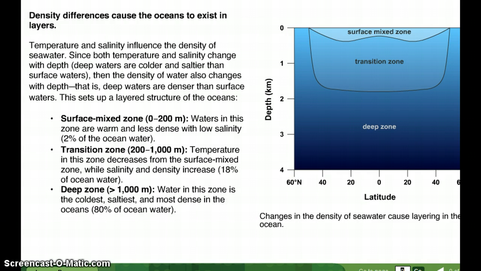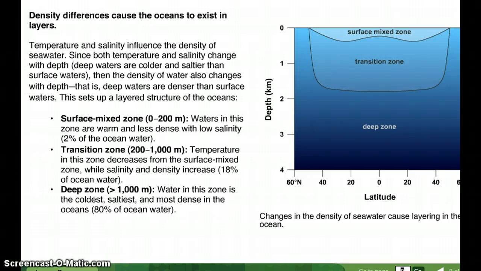Density differences cause the oceans to exist in layers. Temperature and salinity influence the density of seawater, since both temperature and salinity change with depth. Deep waters are cooler and salty, and pressure also changes with depth. That is, deep waters are denser than surface waters. This sets up a layered structure of the ocean.